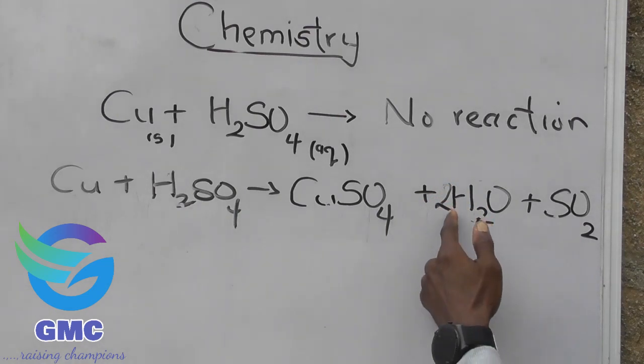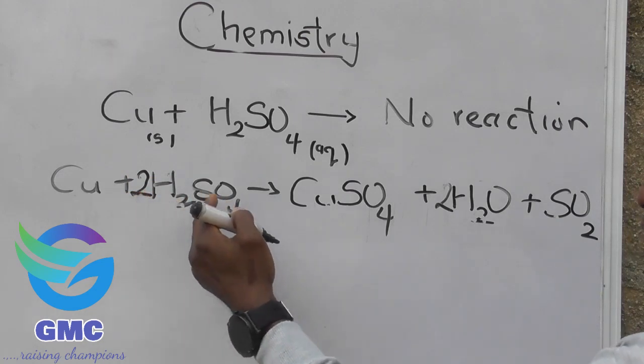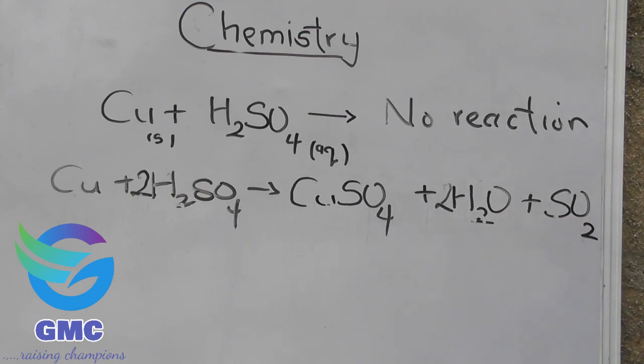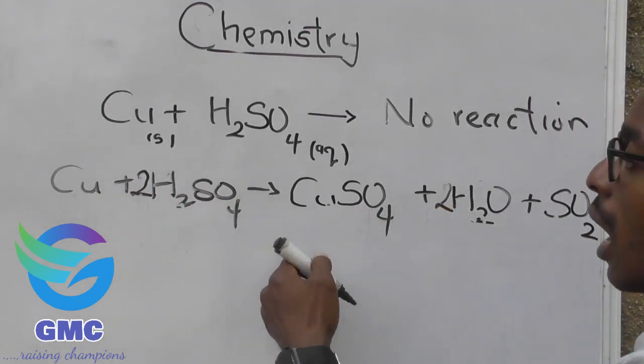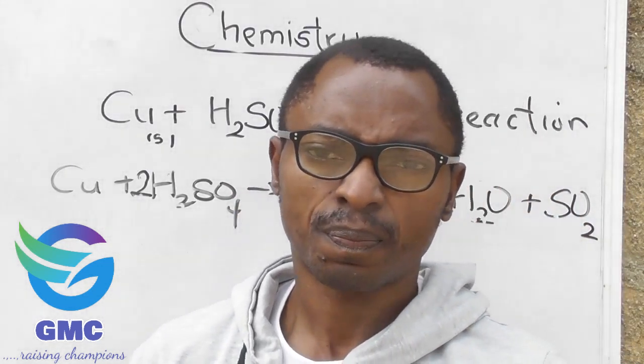If you look at this, you can balance it this way. So the sulfur here is 2 times this sulfur 2. So we have 1 sulfur here and 1 sulfur here. Now the hydrogen is 2 times 2, 4, and we have 2 times 2, 4. Copper is 1 and 1, and we have a balanced chemical equation.